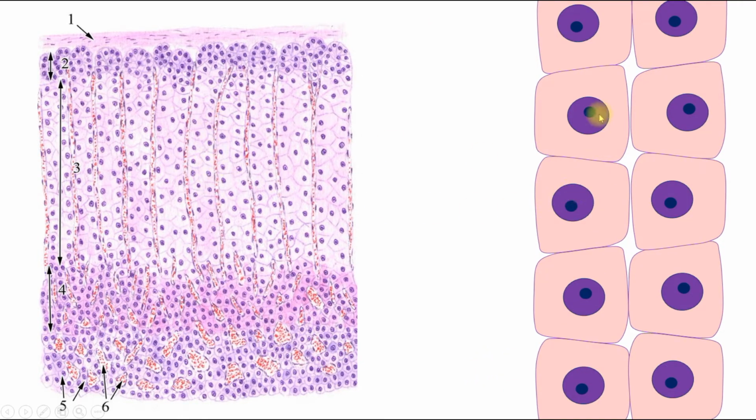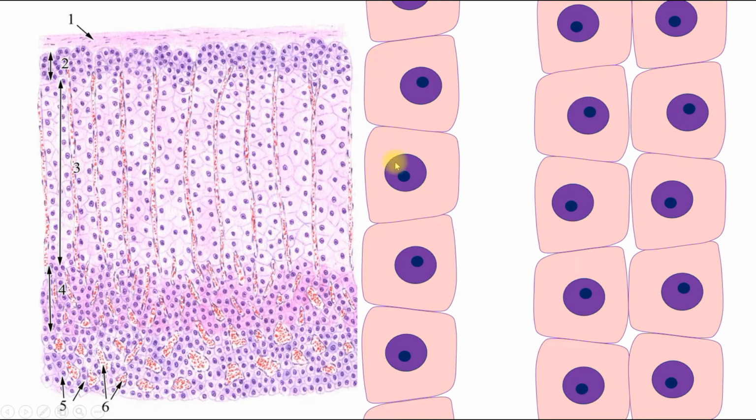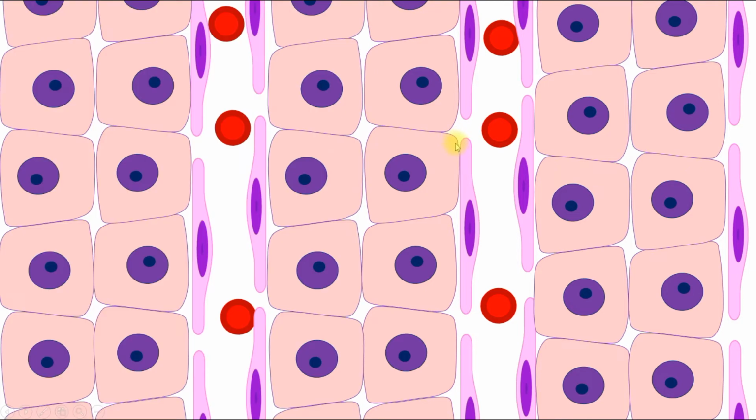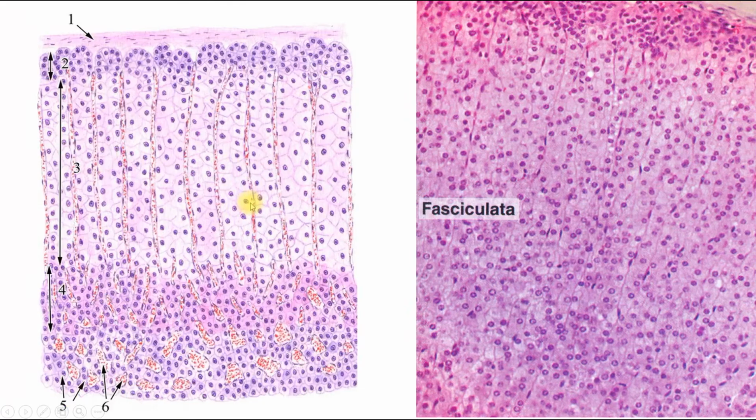Zona fasciculata is composed of trabecula. They have more typical structure. Between them we have capillaries which divide rows of the cells, and they uptake hormones. Cortex produces steroid hormones which have lipid origin, and they are released in the capillaries. Here we can see structure of zona fasciculata, rows of cells or trabecula of cells, and between them we have capillaries. They are usually sinusoidal.